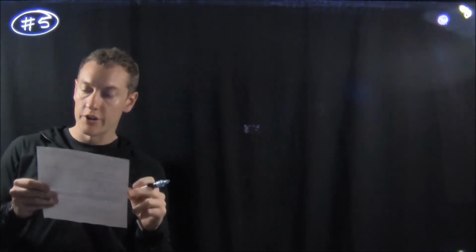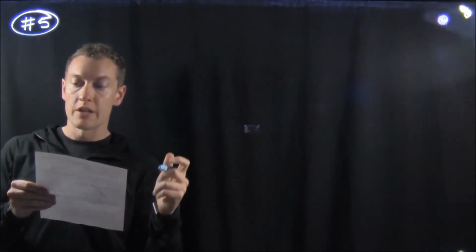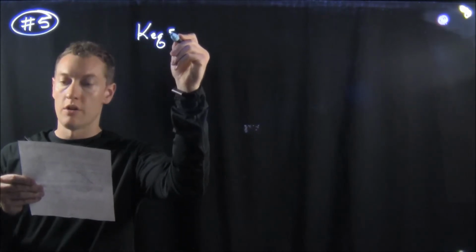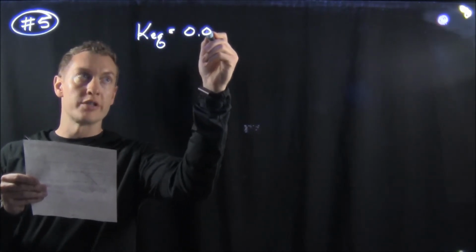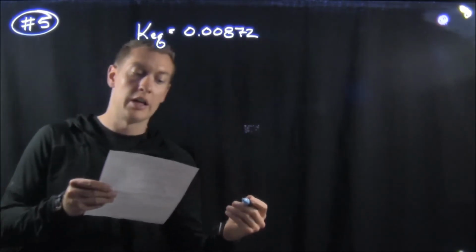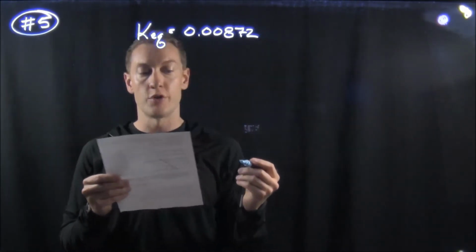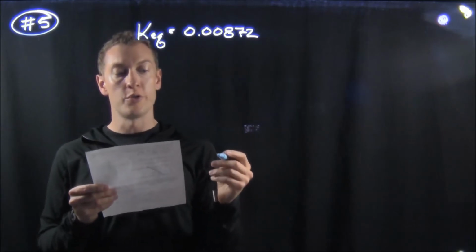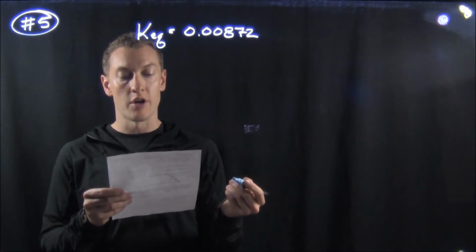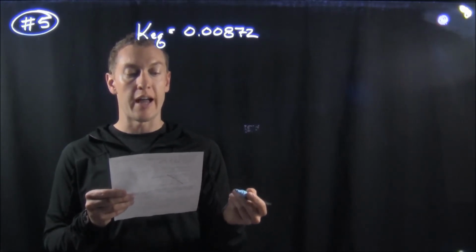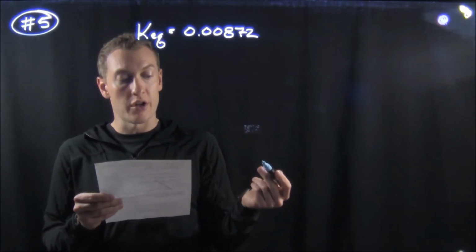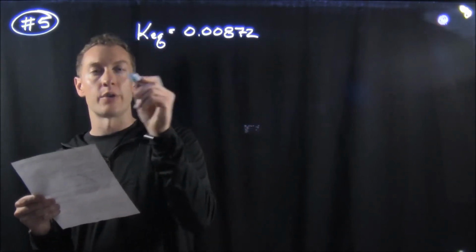Number 5 on the lecture examples says if the KEQ for a reaction is equal to 0.00872 and the initial concentration of F2 and I2 are 0.20 molar and there is initially no product present, what will the concentrations be at equilibrium? So it gives us initial concentrations of the reactants. So let's write down the reaction.